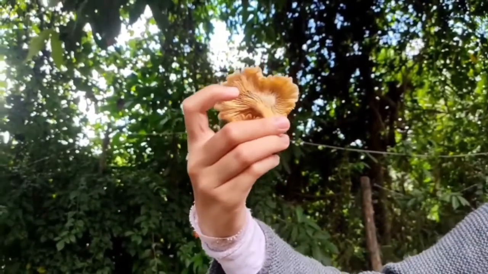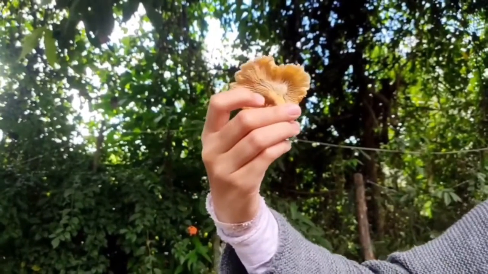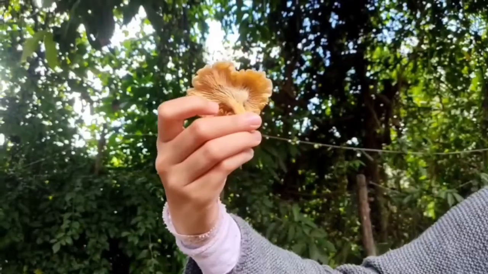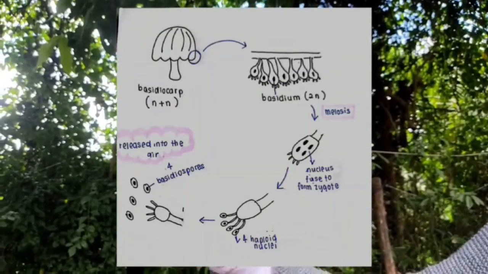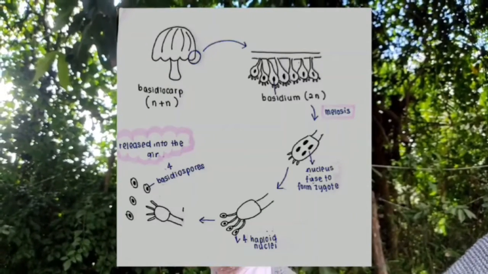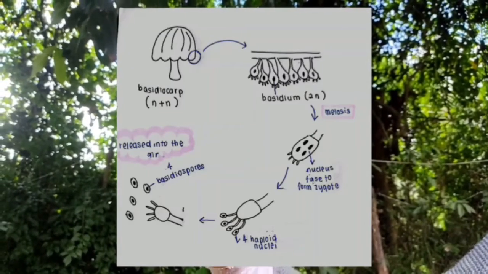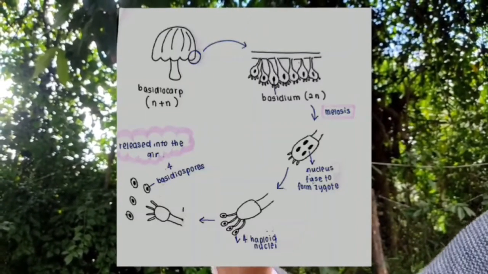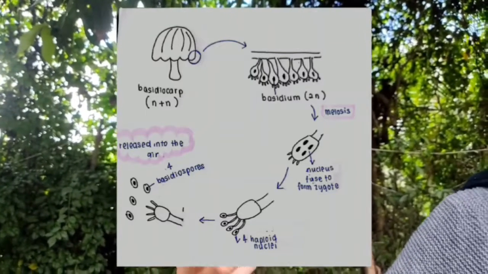and each gill is lined by thousands of dikaryotic basidia, which are cells that contain two nuclei. In each basidium, two nuclei fuse to form a zygote. Then the zygote undergoes meiosis to form 4 haploid nuclei that develop into 4 basidiospores, which are released into the air.